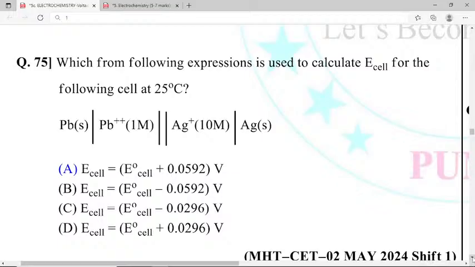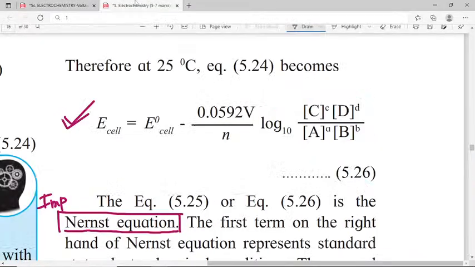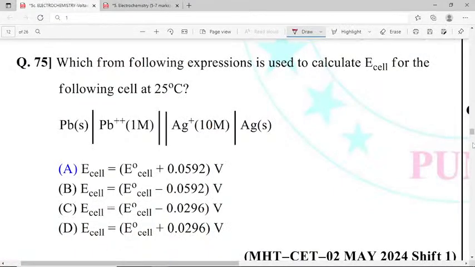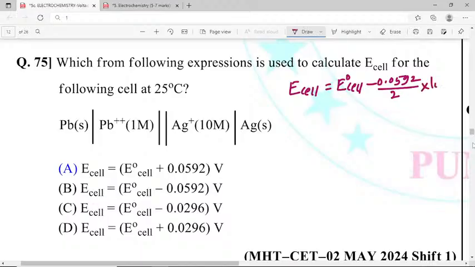Electrochemical series. Which of the following expressions is used to calculate the E cell for the following? E cell. So this is 10 molar. So use the Nernst equation. So what is the Nernst equation? E cell is equal to E naught cell minus 0.0592 divided by n. What is the n here? 2, multiplied by log to the base 10 of Pb2 plus, 1 divided by silver, 10. So 10 to the power minus 1.